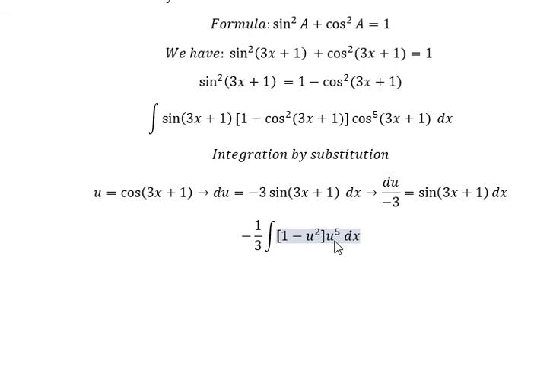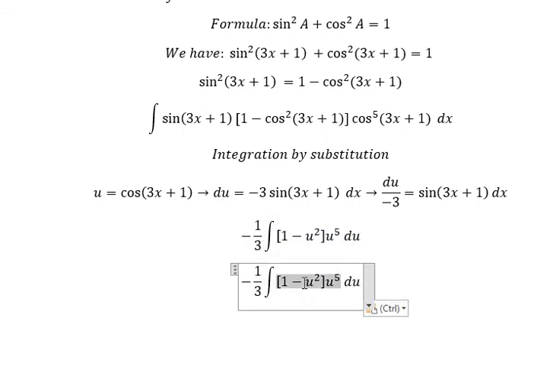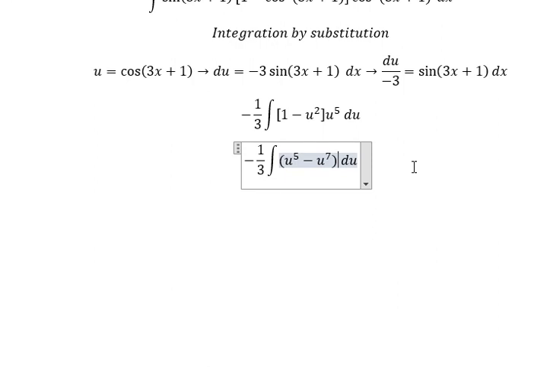So we have u to the power of 5 multiplied by 1 minus u squared. This one is du. So we will have u to the power of 5 minus u to the power of 7. And now we have the final answer.